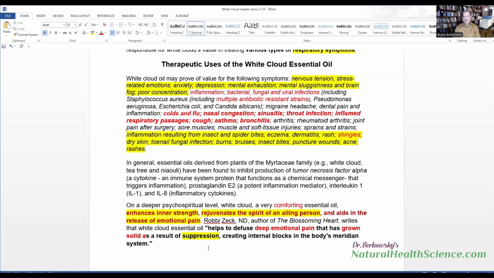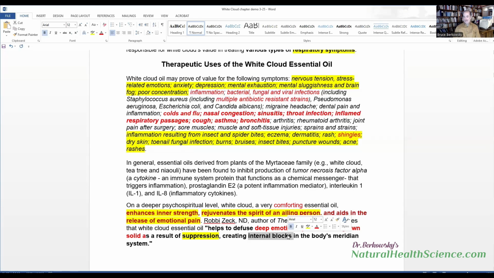Could it be that they got into a relationship where they were suppressed over a long period of time? Could be. Could it be all of the above? Yes, of course. So there's a lot of variation here. And this creates an internal block.